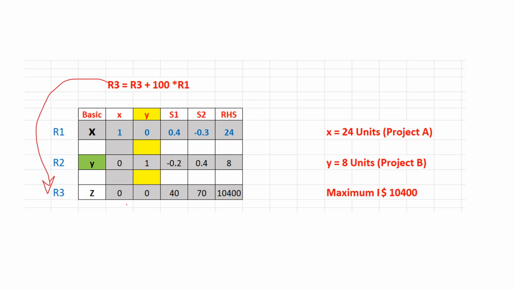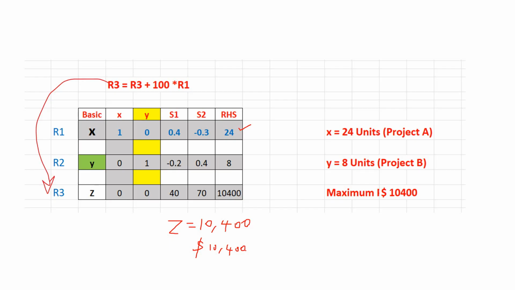Now you stop here, because you have got what X is: X is nothing but 24. We have to stop the iteration because finally we arrived at S1, S2 and the right-hand side. That is, the profit is obtained here. So this Z is equal to $10,400. So $10,400 per week is the profit for the company.